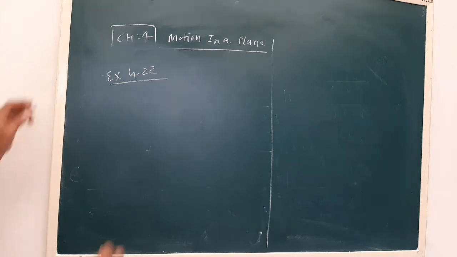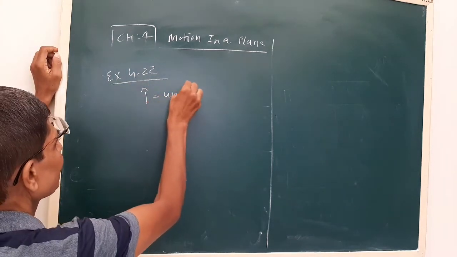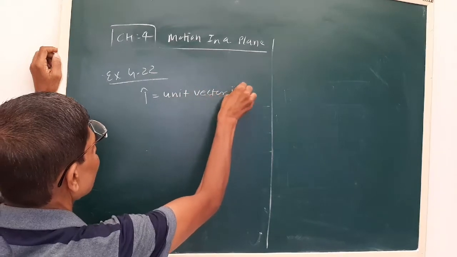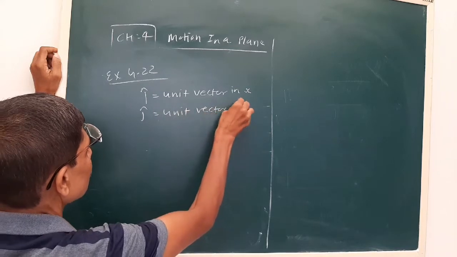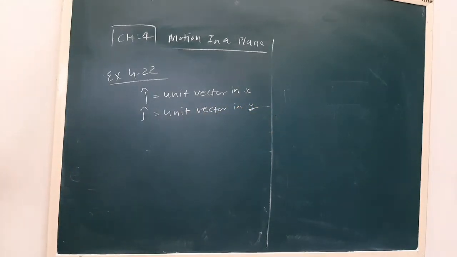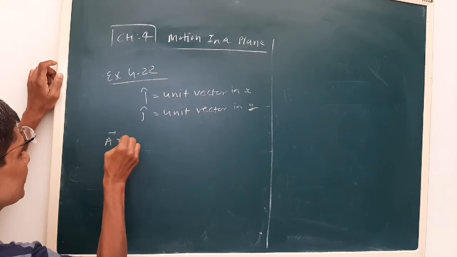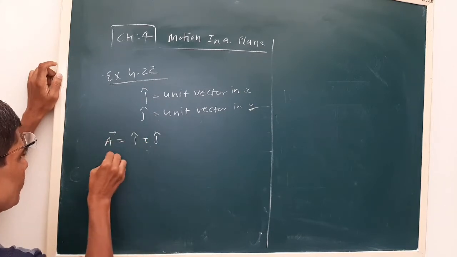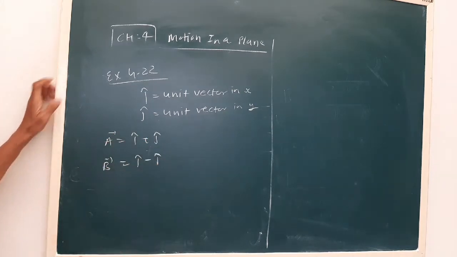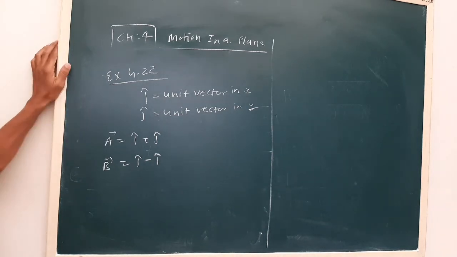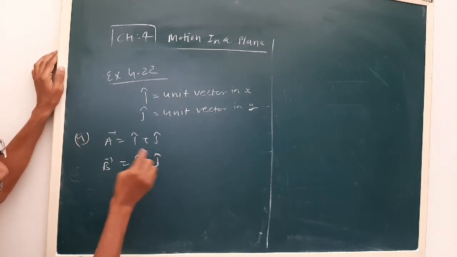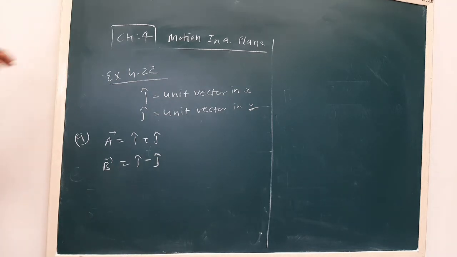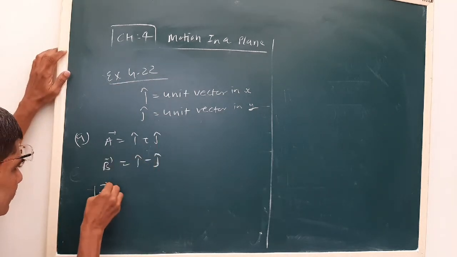Now we know the i caret is a unit vector in x direction, and j caret in y direction. Now suppose vector A is i plus j, and vector B is, say, i minus j. The first part of the question is we have to find out the magnitude and direction of these two vectors. Now A is i plus j, so the magnitude of A is root 2.